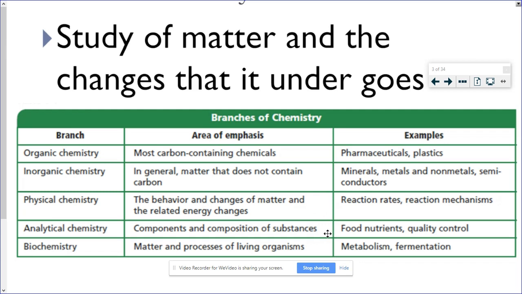Analytical chemistry then is components and composition of certain substances. So we touch very briefly on that. What you would study on that if you were a chemist would be food nutrients, quality control. And then there's biochemistry, which if you end up taking AP Bio, will be fundamental for that course, and they'll go much deeper into that. Regular or honors biology goes into some of this. They talk about fermentation in terms of anaerobic respiration, respiration, photosynthesis, that sort of thing.